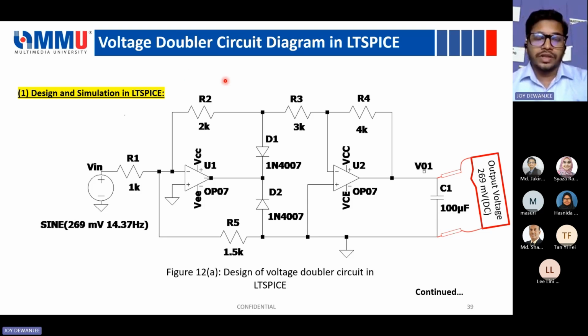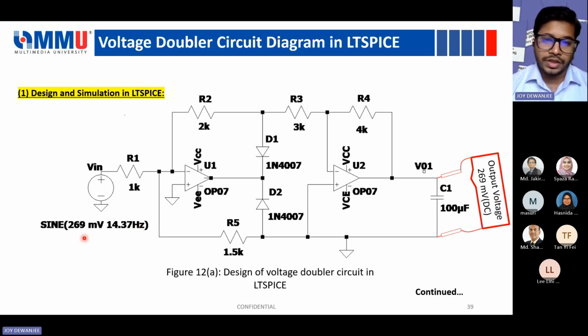So this one is my voltage doubler circuit. Here we are using a voltage doubler circuit instead of the bridge rectifier circuit, because the bridge rectifier circuit has some voltage drop. But if we use a voltage doubler circuit, we don't have any voltage drop. So this is the input for the voltage doubler circuit. This input is found from the mechanical part.